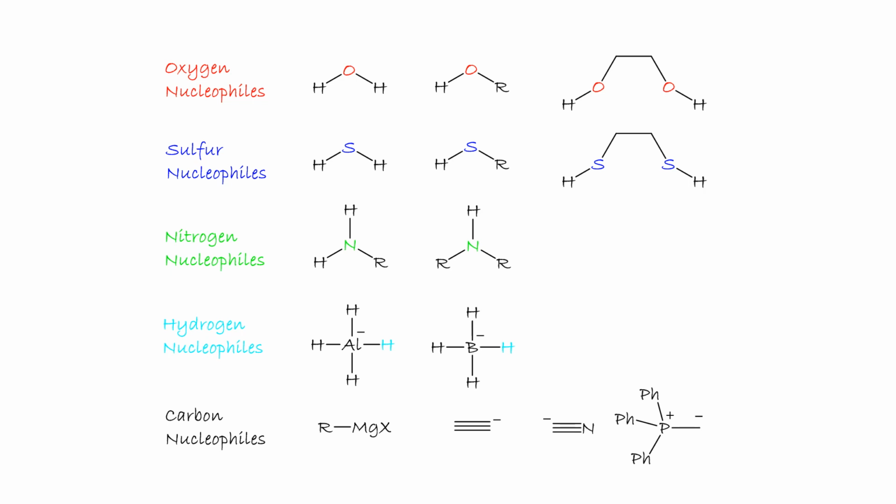We have different types of nucleophiles. Let's assign them on the basis of the nucleophilic atom. So we have oxygen nucleophiles like water, alcohol, diols, sulfur nucleophiles, nitrogen nucleophiles, hydrogen nucleophiles like in hydrides, and carbon nucleophiles. We will take them one by one, oxygen and sulfur in this lecture.